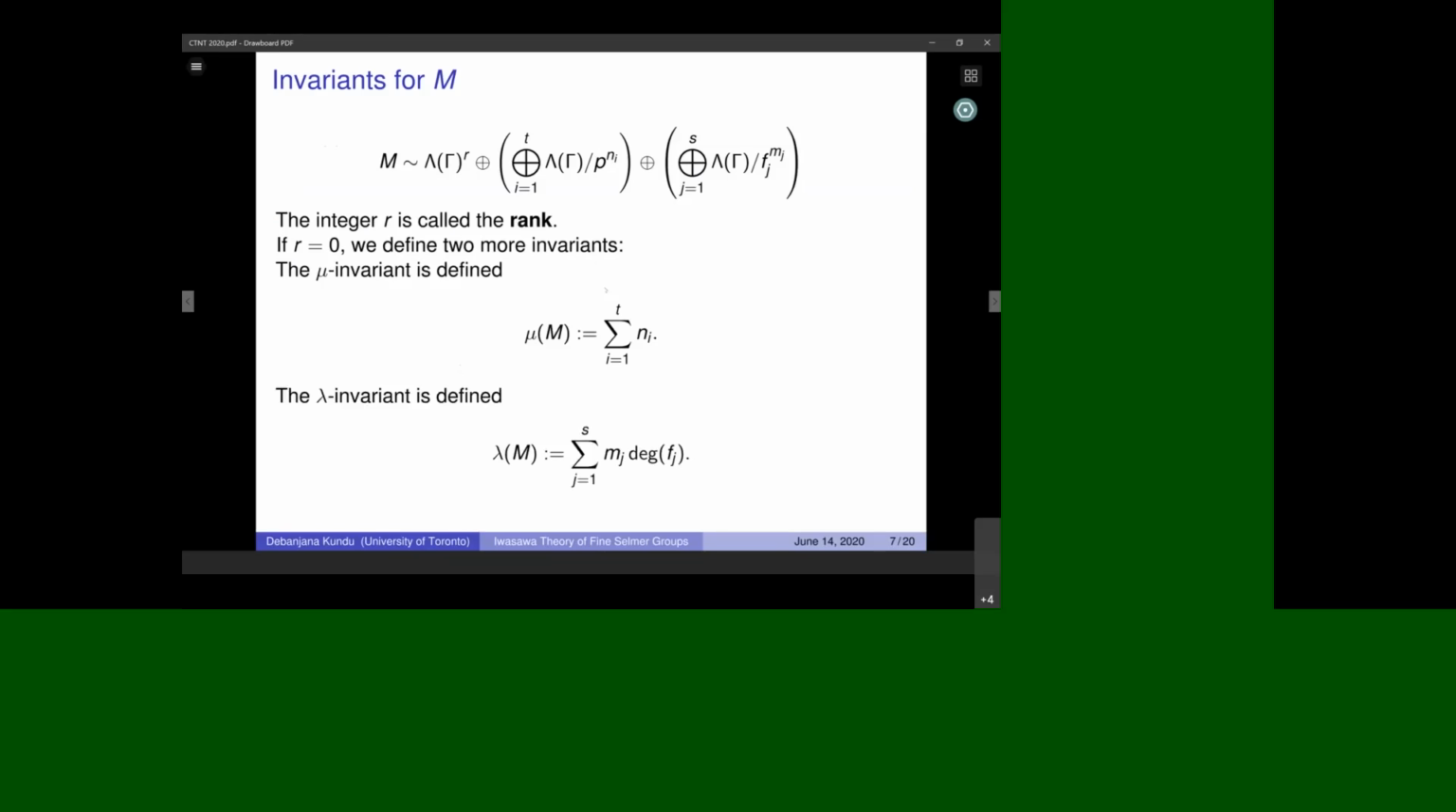What I should mention is that this should remind you of modules over PIDs, and that's exactly the point of the structure theorem: even though Lambda_Gamma is not a PID, there is a structure theorem which is very similar to that of the PIDs.